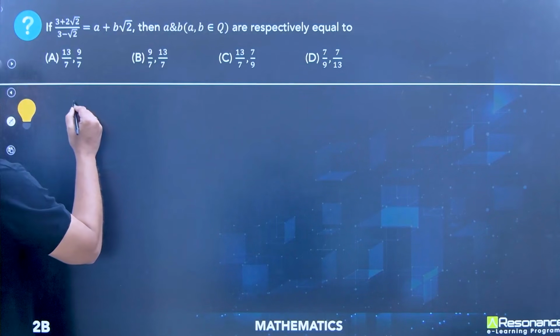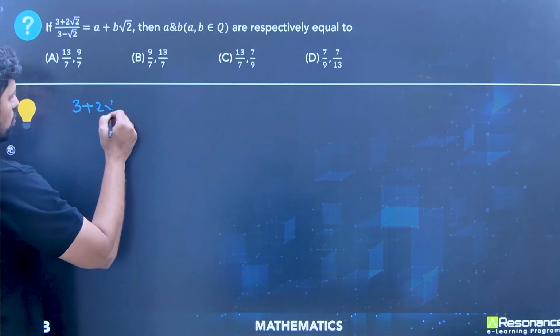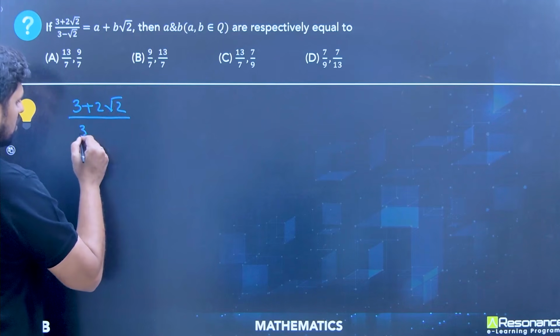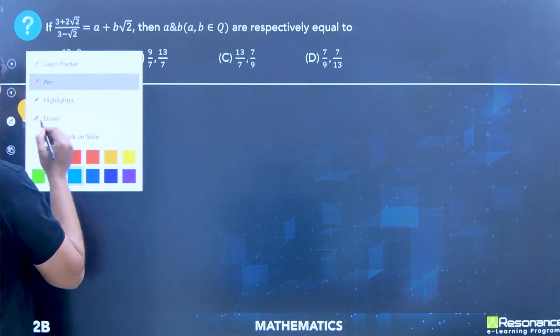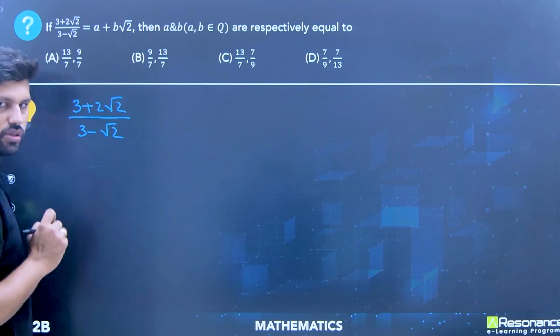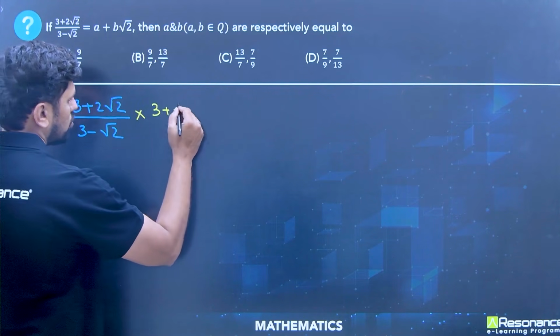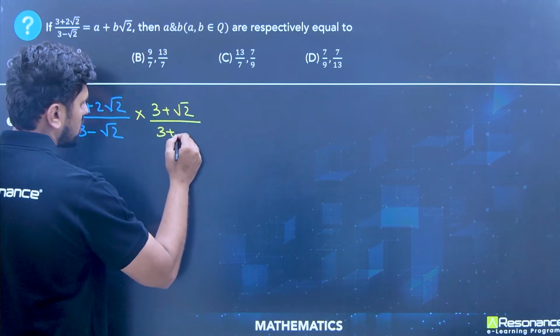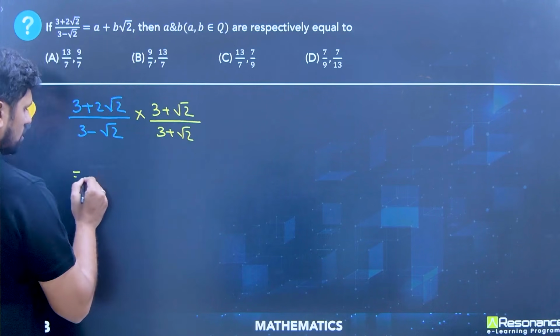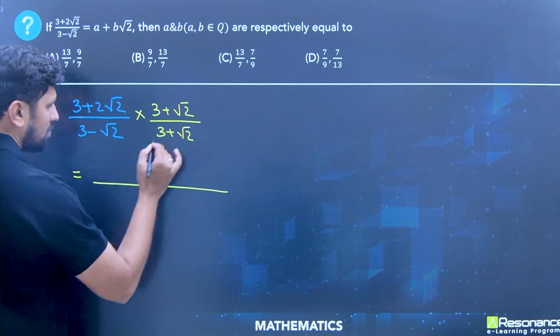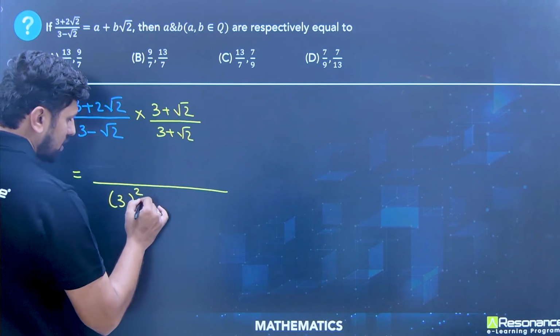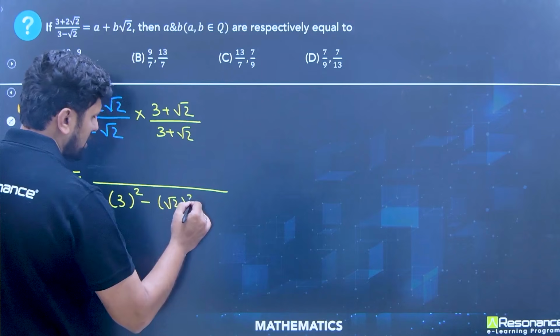So it's given LHS is given as 3 plus 2 root 2 upon 3 minus root 2. So denominator is having a root, so we will rationalize it. So it will be 3 plus root 2 upon 3 plus root 2. Okay. So denominator will be a minus b into a plus b, that is a square minus b square.